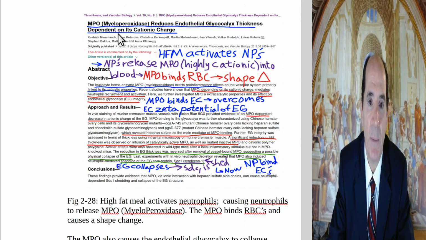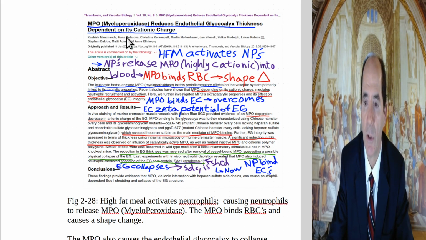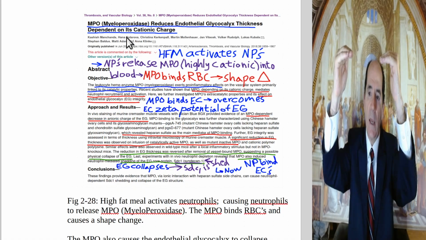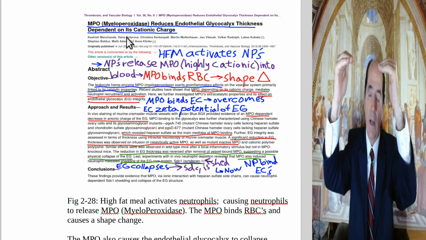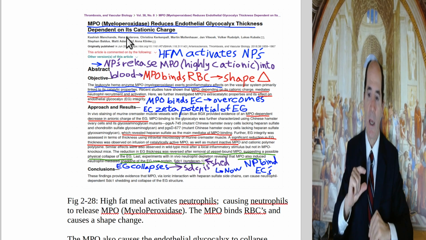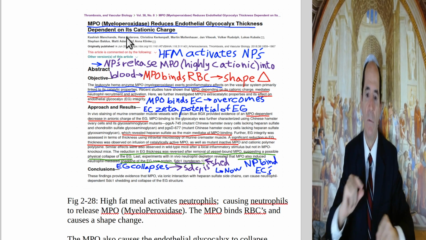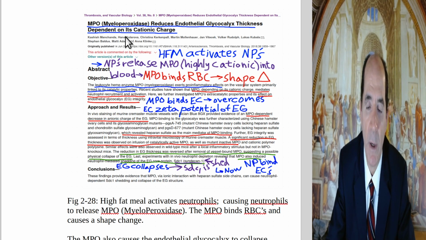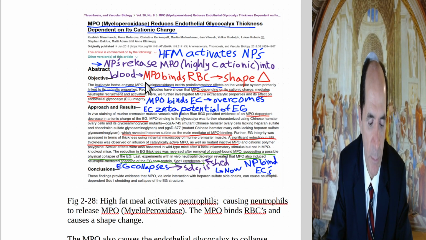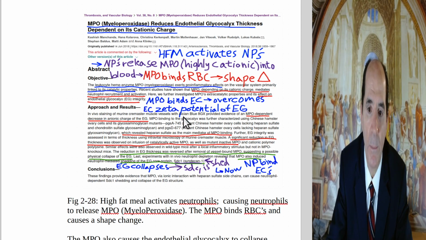Okay, so here's this paper. MPO, myeloperoxidase, reduces endothelial glycocalyx thickness dependent on its cationic charge. So the good number for this is 666. So 600 is the height of the endothelial glycocalyx, 600 nanometers. 60 is the height of the adhesion molecules, and then 6 nanometers is the height of the plasma membrane thickness, the phospholipid bilayer. Okay? So now I'll show you in picture form what that was all about.